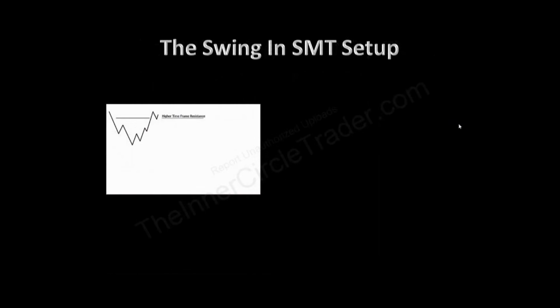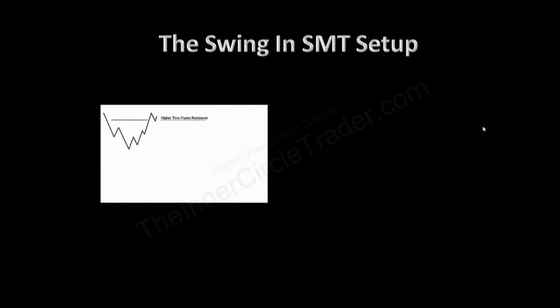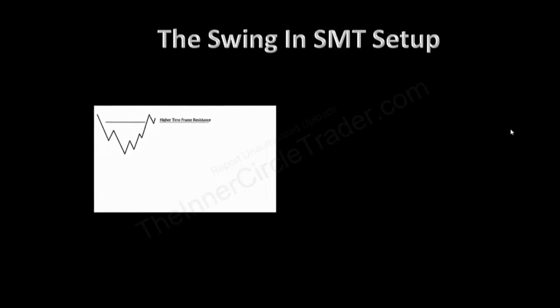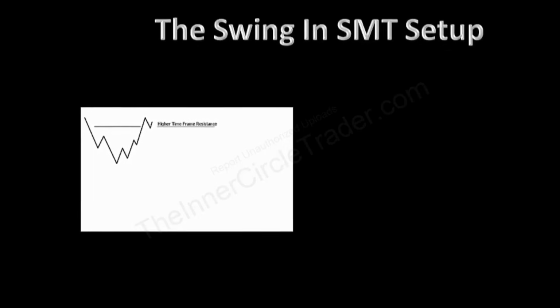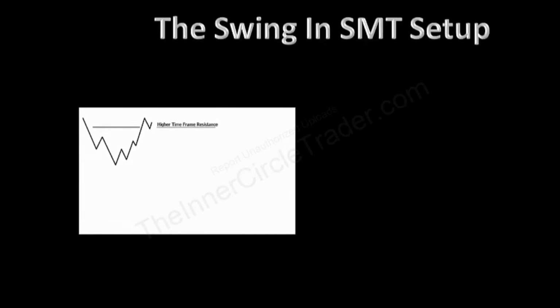Now, assuming we have the scenario where price has now set up a SMT divergence on the bearish side of things, well, you would expect price to rally up into a level of higher time frame resistance. What is that? That's a monthly resistance, a weekly resistance, or a daily resistance. Okay.